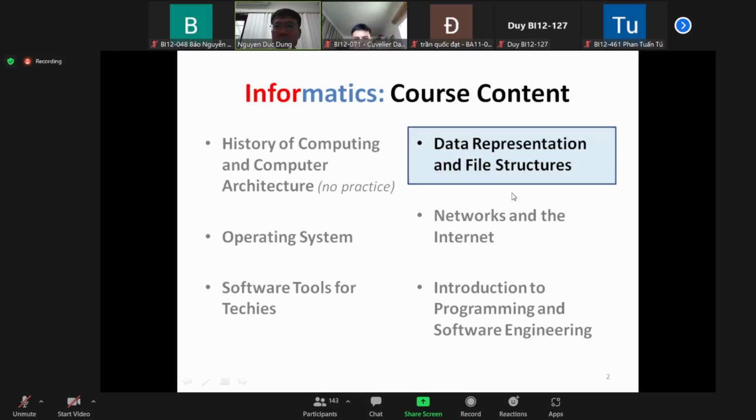Data representation in our computer and file structures. Actually, I wanted to focus more on the data representation part. About the file structure, you will have practice hour, and some of you also know about how our data is organized and stored in our computers and in other information systems.